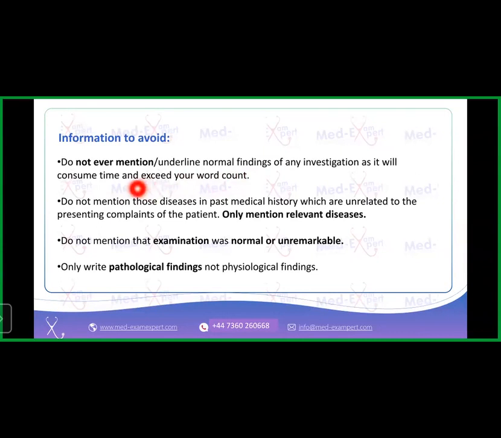Okay. So do not mention those diseases in the past medical history which are unrelated to the presenting complaints of the patient. Only mention relevant diseases. For example, I can recall a letter in which there were case notes, and the patient was suffering from a load of diseases, a dozen diseases in his past medical history. But for example, if he presented with abdominal pain, you can say which is relevant for his past medical history.